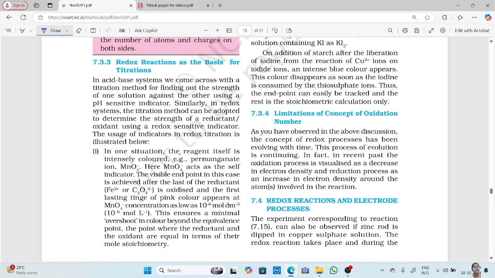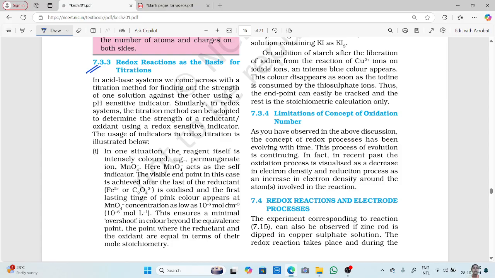Okay. Now, next is the redox reaction as the basis for titration. Now in acid base systems we come across a titration method for finding out the strength of one solution against the other using a pH sensitive indicator. In titration, we titrate acid against base or base against acid using an appropriate pH indicator. We add an indicator to that, right? There is a change from colorless to pink to colorless. Yes or no? That is what we do in titration.